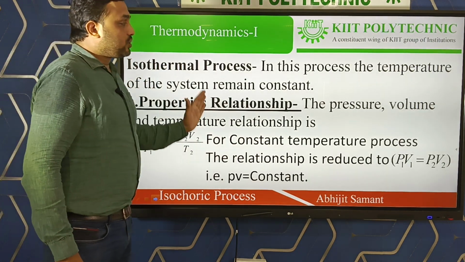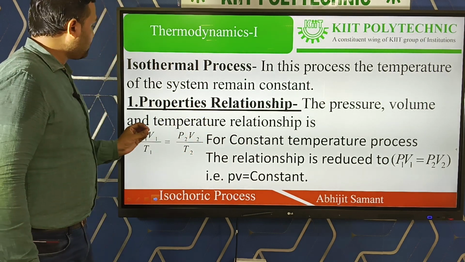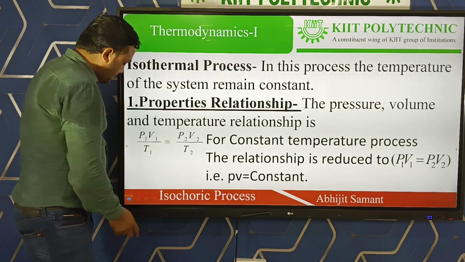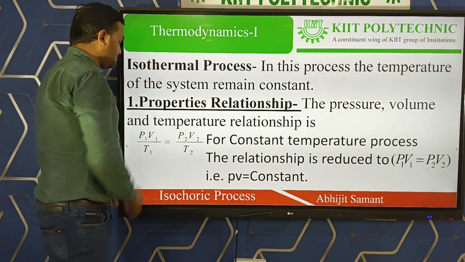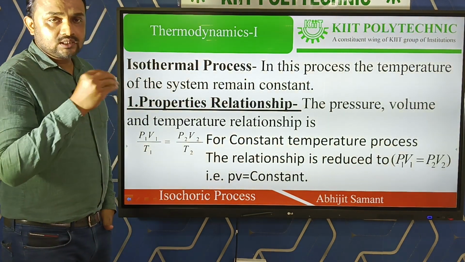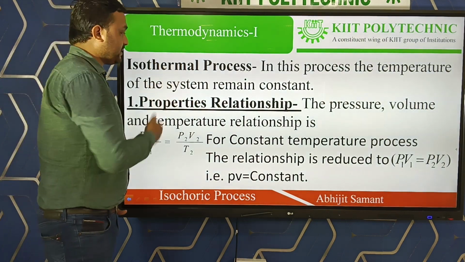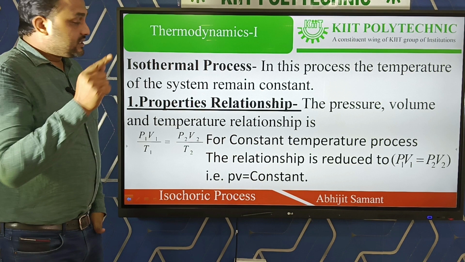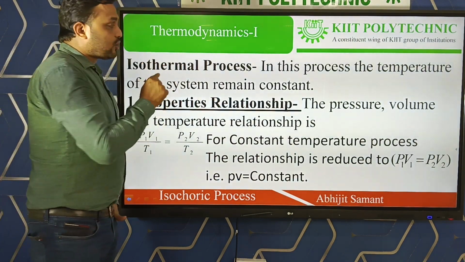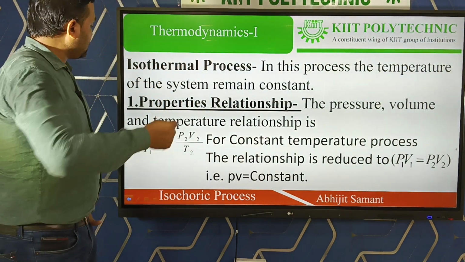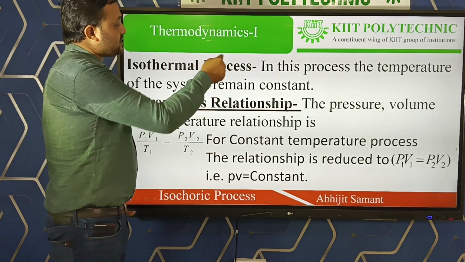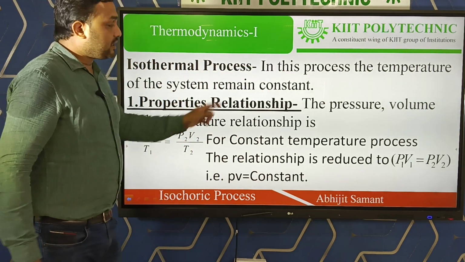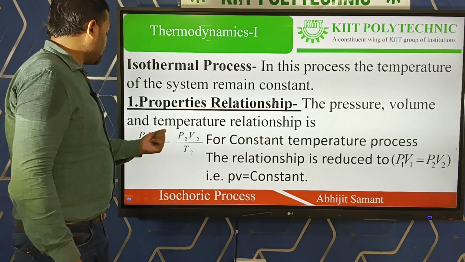Next, the isothermal process. Iso means same, and therm is related to temperature. So in an isothermal process, the temperature of the system remains constant throughout the process. That is the definition of an isothermal process.